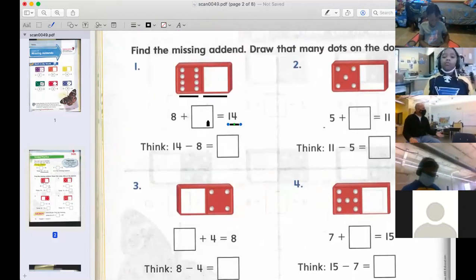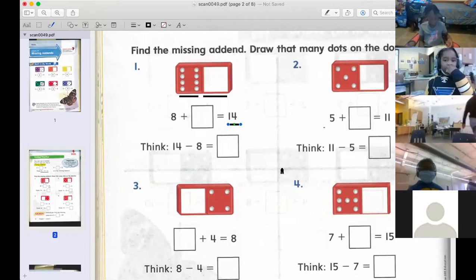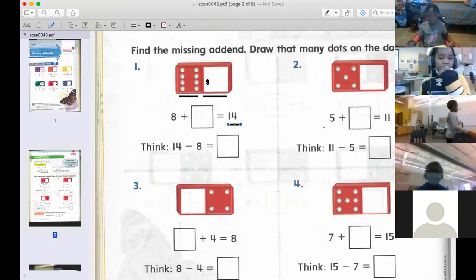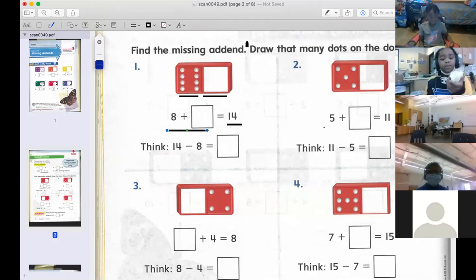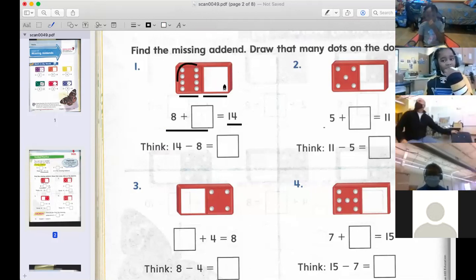You got the answer, Andre? 8 plus what equals 14? I don't understand. So we have an addition sentence, and we know the total. We know the whole is 14. We have some of it. We have 8. So we have to get to 14.